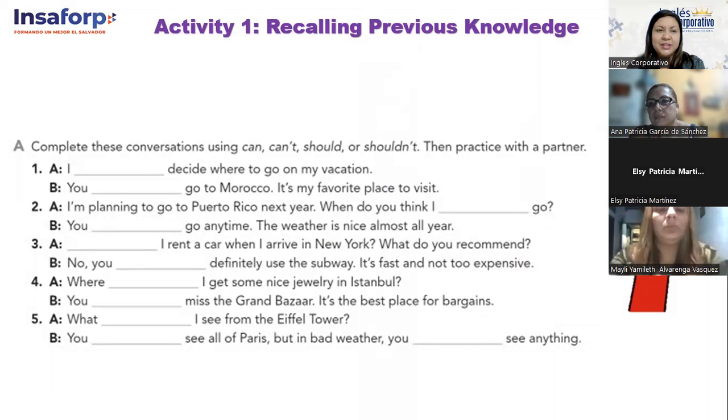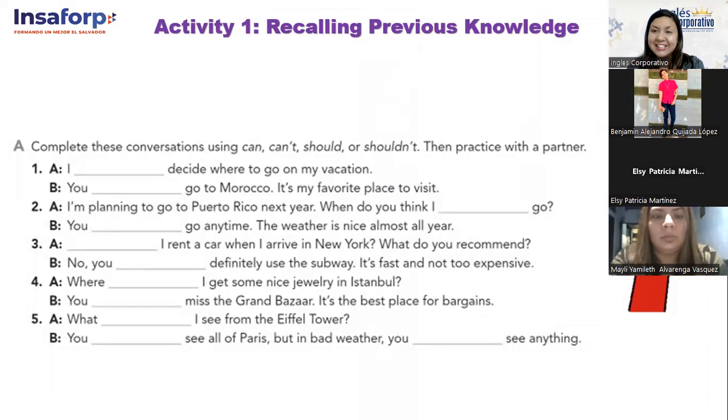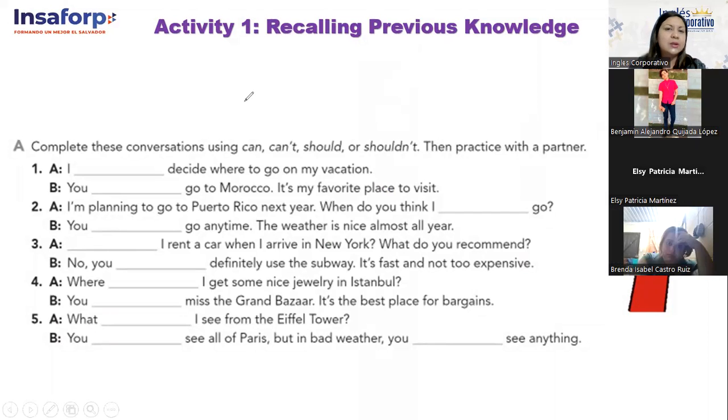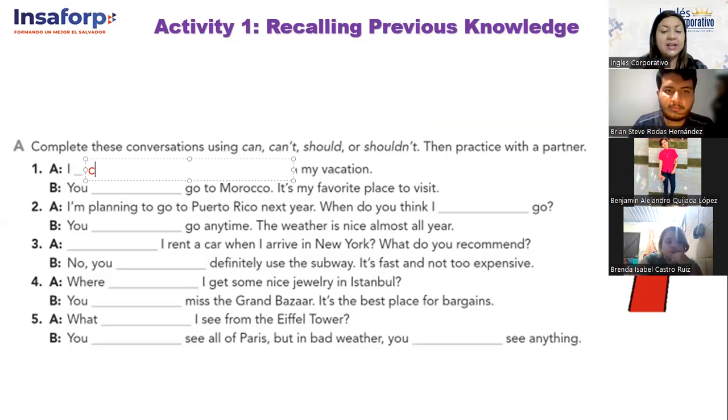What was the topic of the previous class? Yes, yesterday. What was the topic? The modals should and can. Exactly, the modals. Very good, Benjamin. So in these short conversations, we have to complete them using can, can't, should, or shouldn't. So you're going to help me to complete. So what is in the number one? I can decide where to go on vacation. Exactly, I can decide where to go on vacation.